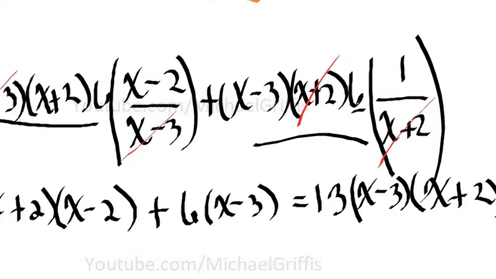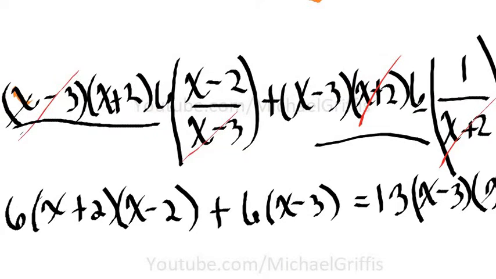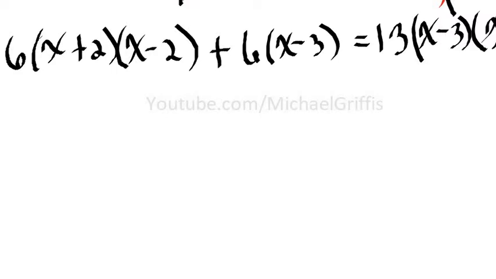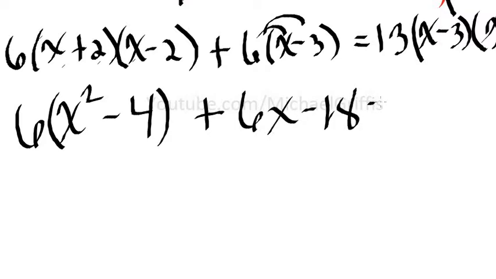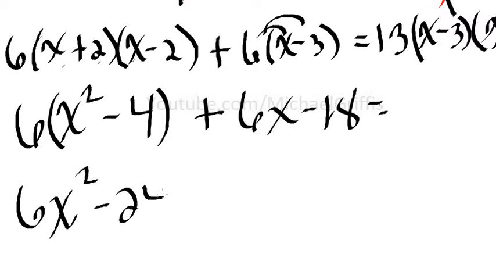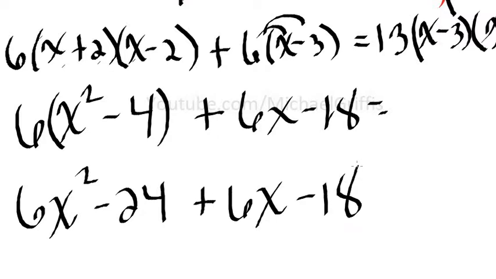Okay, is everybody with me? Let's go ahead and just work on the left-hand side. So we're going to multiply all this stuff out. Let's go ahead and do the x plus 2 times x minus 2. That gives us x squared minus 4. Now, we still have this 6 out front we need to distribute. We'll do that here in a second. 6 times (x minus 3), that's 6x minus 18, is equal to, don't worry about the right-hand side just yet. Let's go ahead and distribute this. This is 6x squared minus 24 plus 6x minus 18.